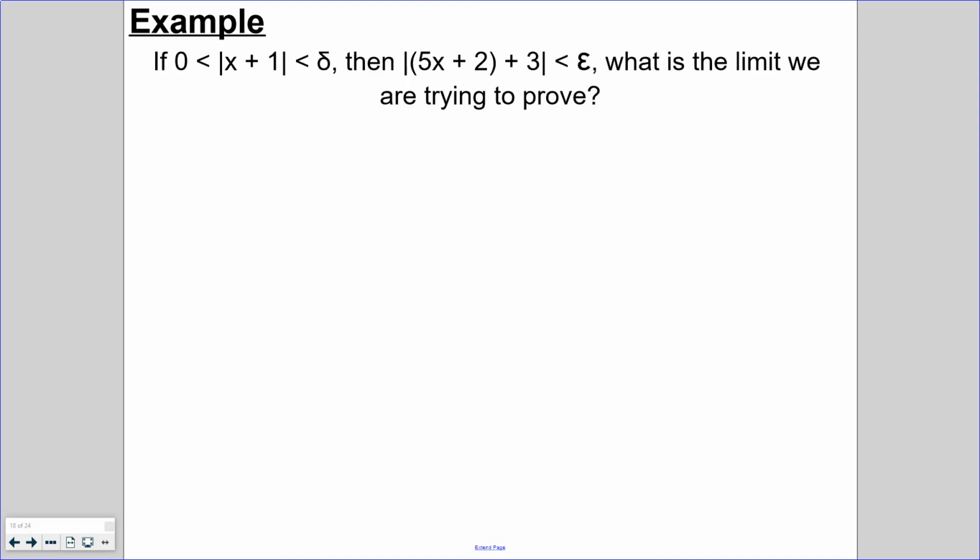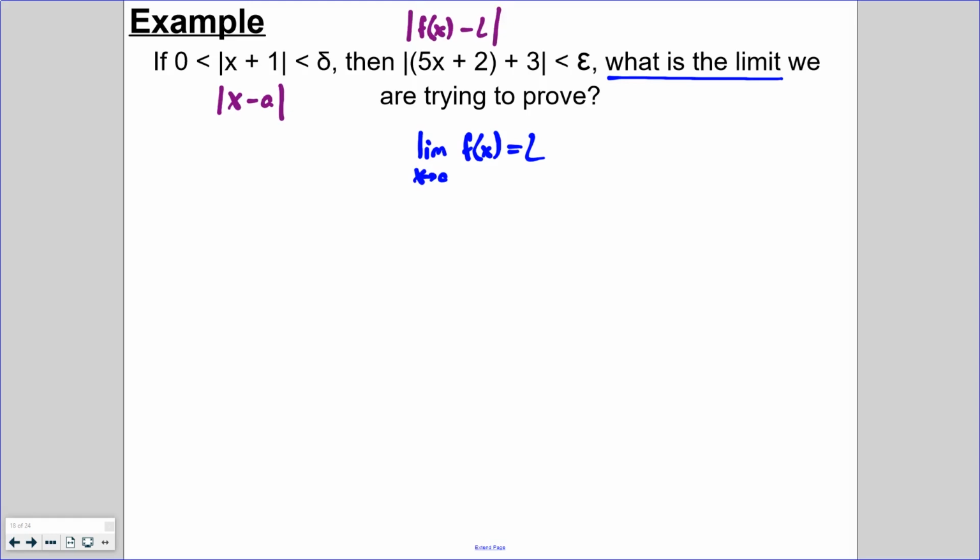Let's take a look at another example. So here, similar situation, we're being told that the absolute value of x plus 1 is greater than 0 and less than delta, then the absolute value of 5x plus 2 minus 3 is less than epsilon. What is the limit we're trying to prove? So we'll take a similar strategy as last time. Again, we're trying to fill in the pieces of our limit. And we know that delta corresponds with x minus a, and epsilon corresponds with f of x minus L.